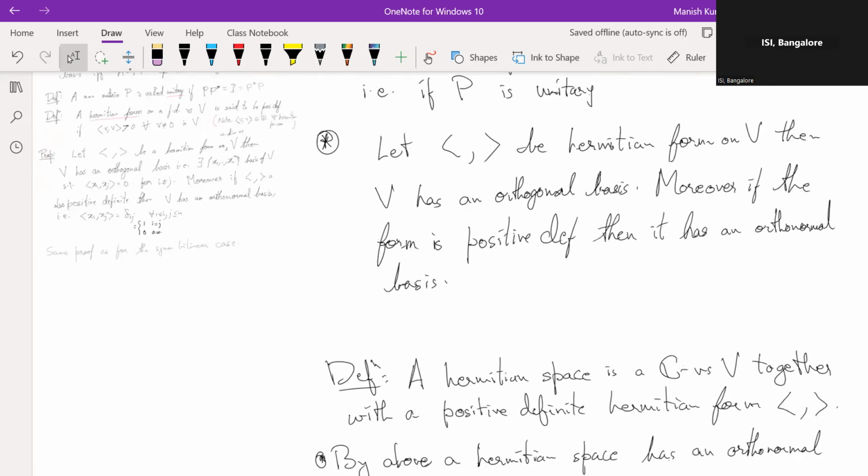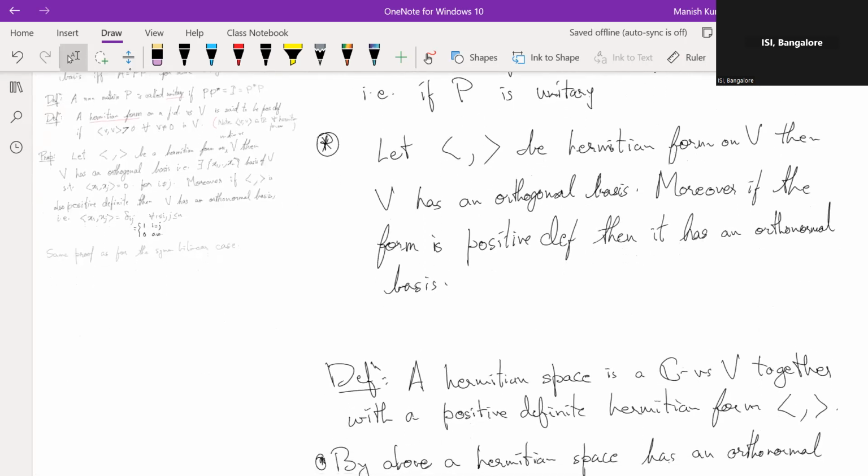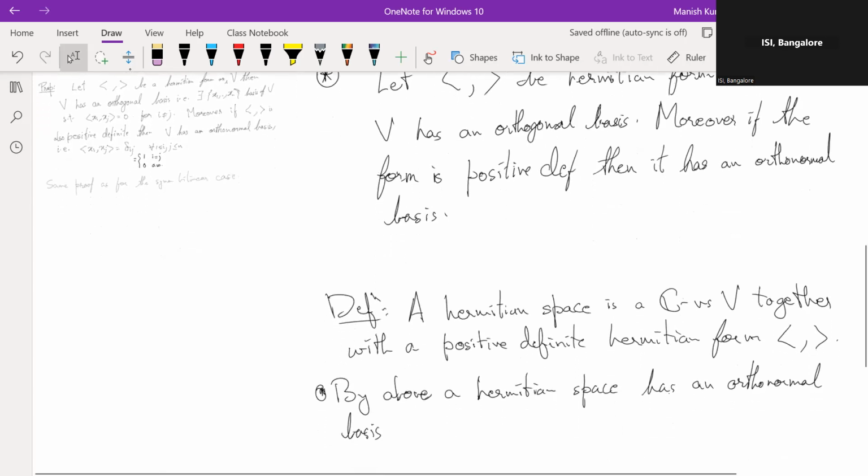Now we define something called a Hermitian space. We don't want to work on C^n. We want to work on an abstract space and then talk about linear operators between them, and talk about when such linear operators are diagonalizable and so on. So what is a Hermitian space? A Hermitian space is a complex vector space together with a positive definite Hermitian form on it.